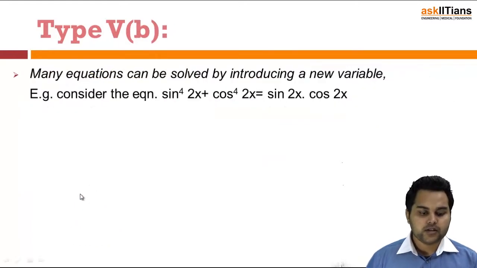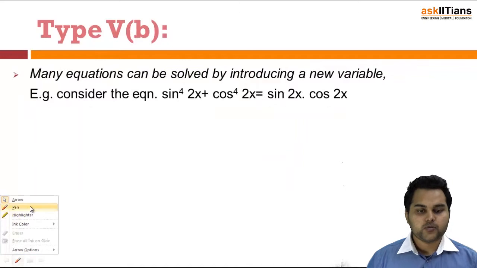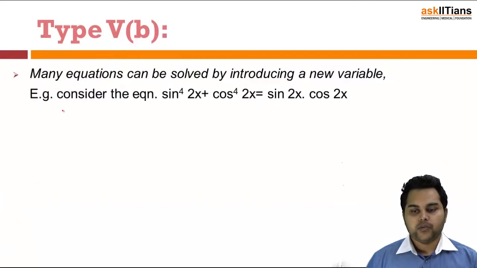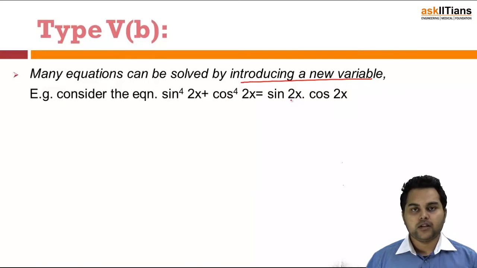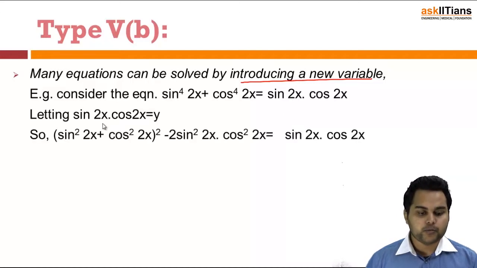Moving on to the next part. The next part is again introducing a new variable. Earlier I introduced sin x plus cos x as t. Here I will be introducing the product of two trigonometric ratios as a new variable, which will help us in solving the trigonometric equations.